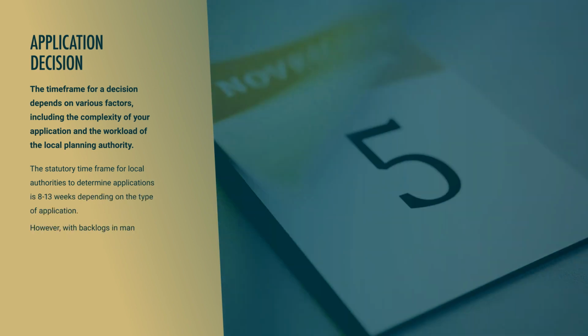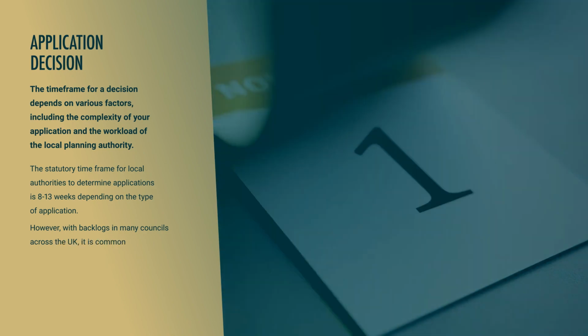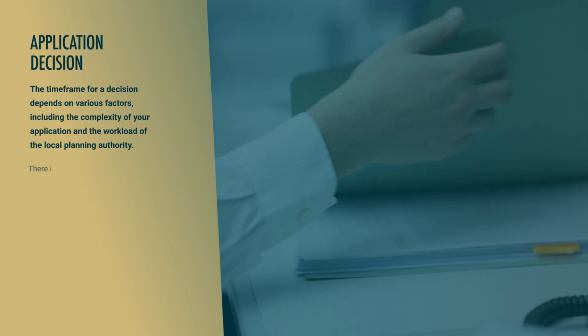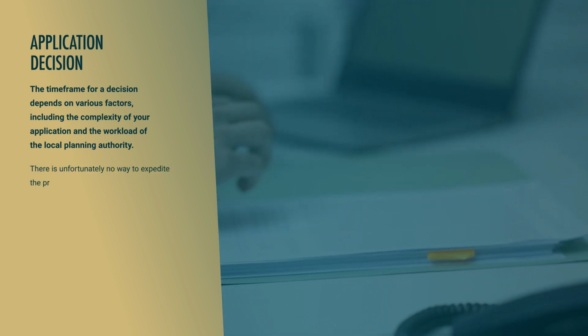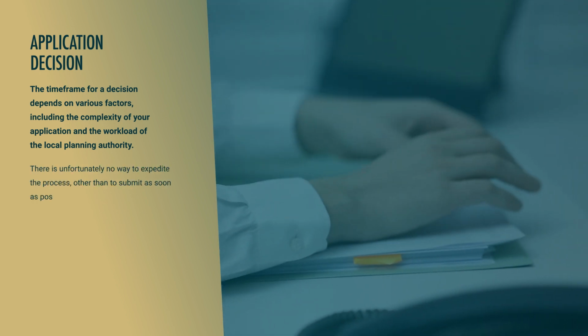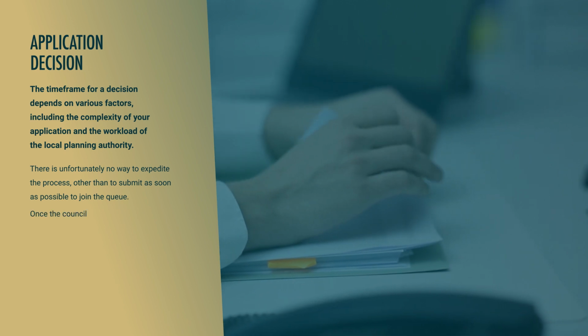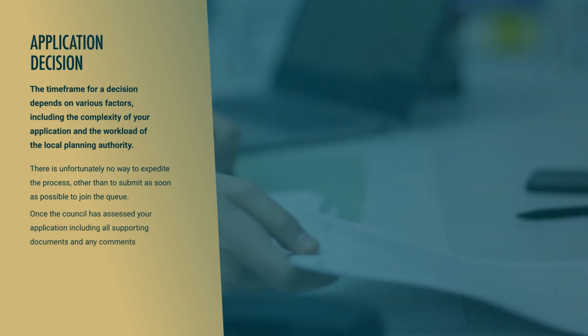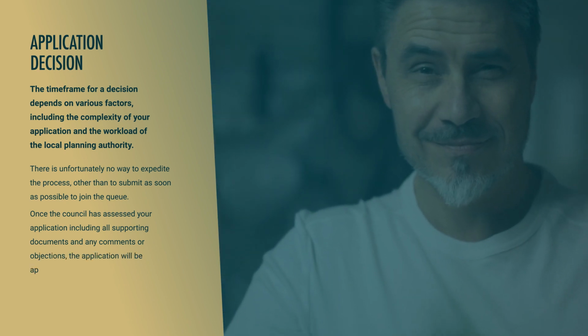However, with backlogs in many councils across the UK, it is common for the process to take significantly longer than normal. There is unfortunately no way to expedite the process other than to submit as soon as possible to join the queue. Once the council has assessed your application, including all supporting documents, comments, and objections, the application will be approved or refused.